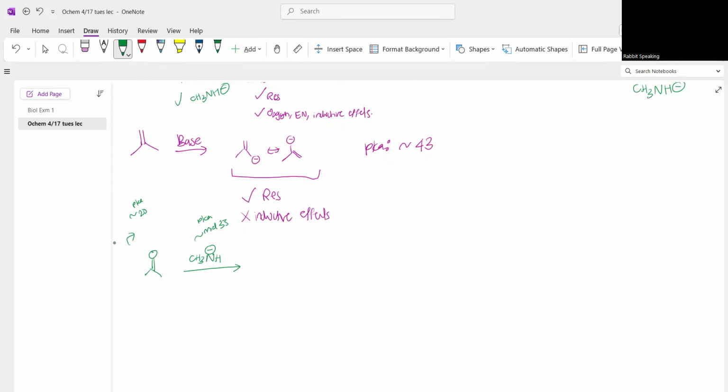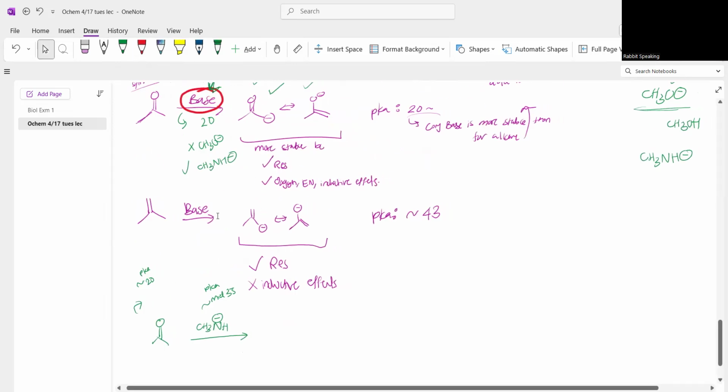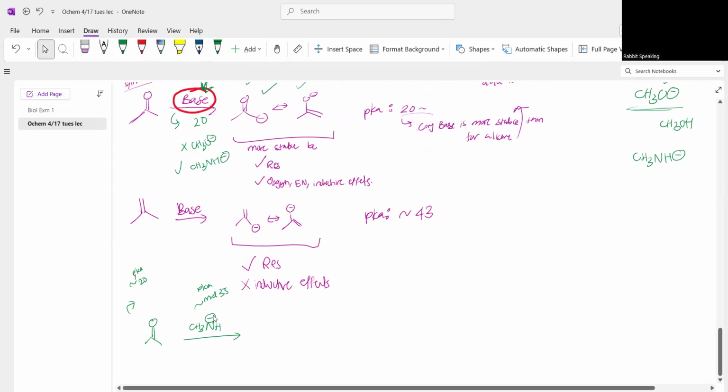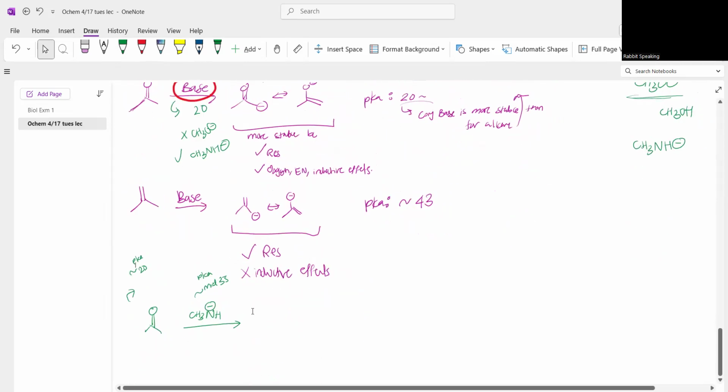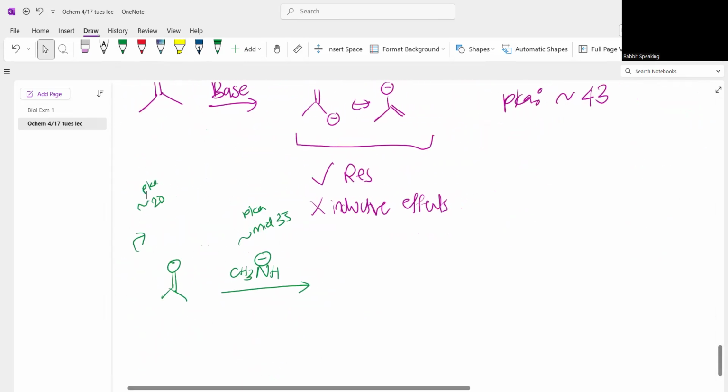So the problem here is when you have this base over here. What we wanted is for the base to come and deprotonate this alpha carbon, right? And so we're using this base. Now we come in with a problem.